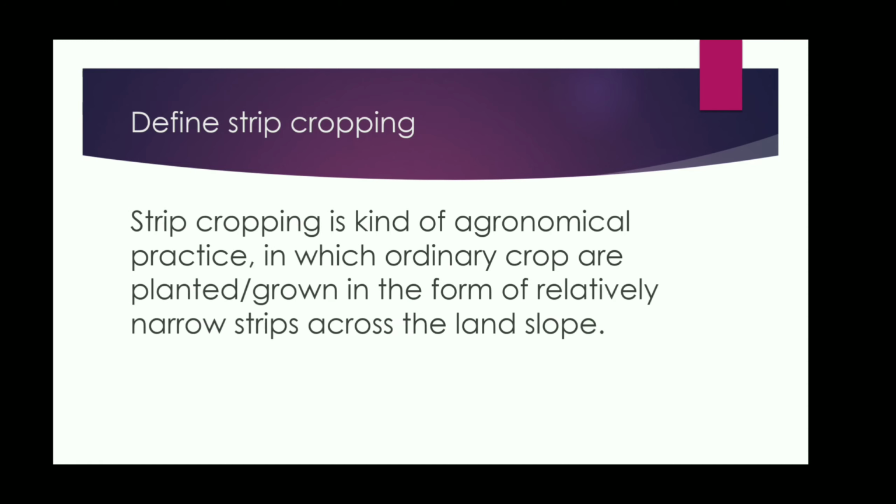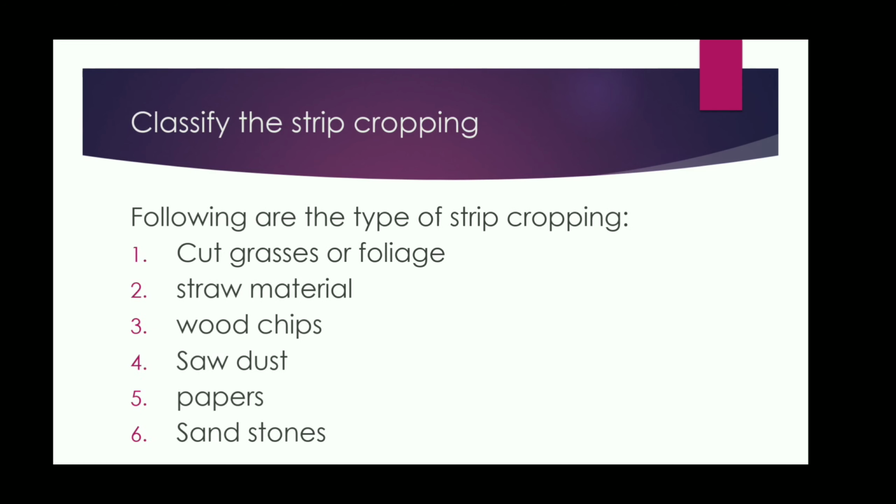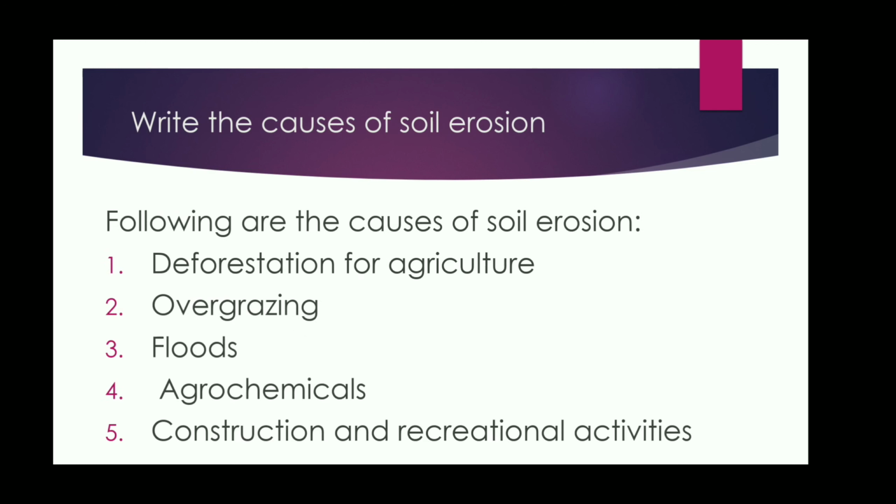Define strip cropping. Strip cropping is kind of agronomical practices in which ordinary crops are planted and grown in the form of relatively narrow strips across the land slope. Classify the strip cropping. Following are the types of strip cropping. Cut grasses or foliage, straw material, wood chips, sawdust, paper, sandstones.